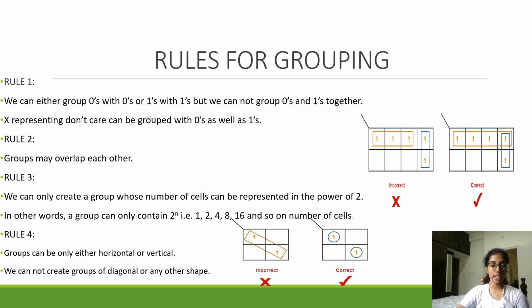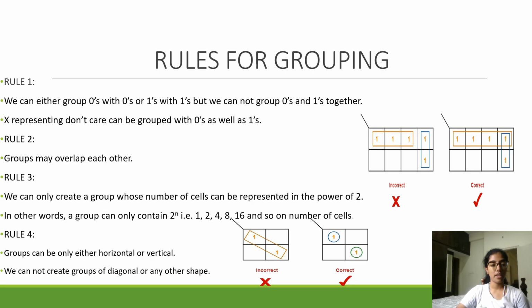Now rule 1, we can either group zeros together, zeros with zeros, ones with ones, but the zeros and ones cannot be grouped together. Now X represents don't care condition, so it can be grouped with zeros as well as ones. Now rule 2, groups may overlap with each other. So as you can see in the picture given next to it, it can be grouped together. It can overlap together, just as in the second condition it's given.